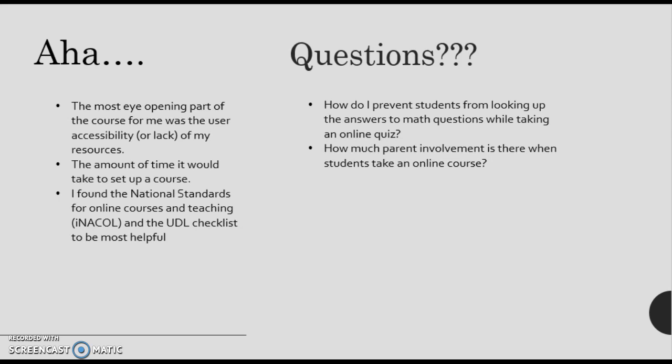And the other thing is, is this where I want to go? Do I want to become an online teacher? Do I want to have it as a part-time summer job? Is it going to be something I do when I retire? Or is this the way schools are going and I need to look into it?